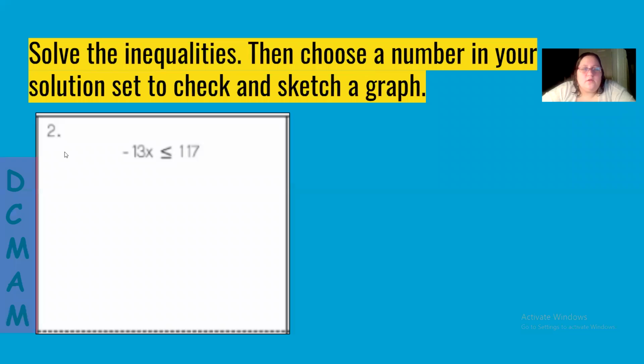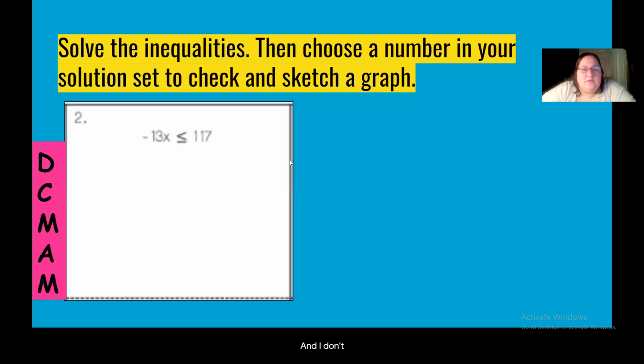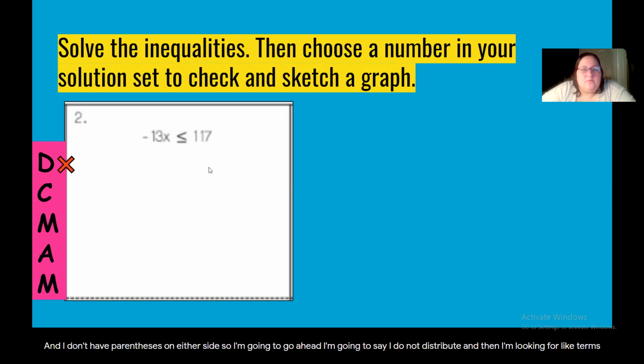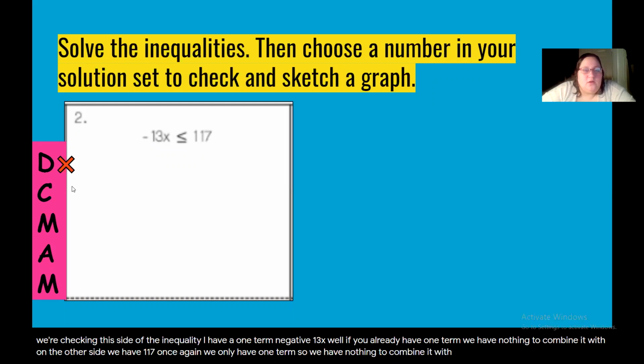Okay, so we're gonna go ahead and use the do not call me after midnight steps. We have negative 13x is less than or equal to 117. So I'm looking for parentheses, and I don't have parentheses on either side. So I'm going to say I do not distribute. And then I'm looking for like terms. So we're checking this side of the inequality, and I have 1 term, negative 13x. Well, if you already have 1 term, we have nothing to combine it with. On the other side, we have 117. Once again, we only have 1 term, so we have nothing to combine it with. So we do not combine like terms.